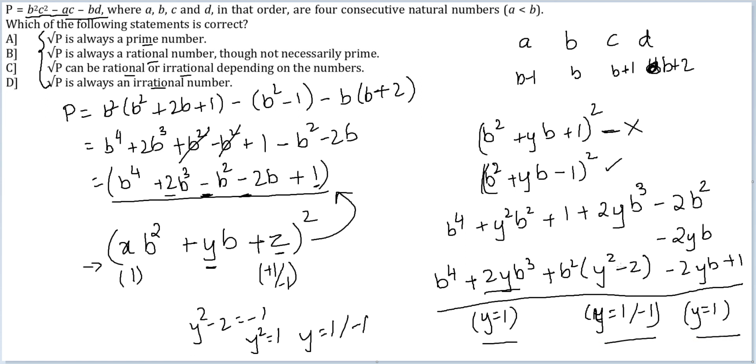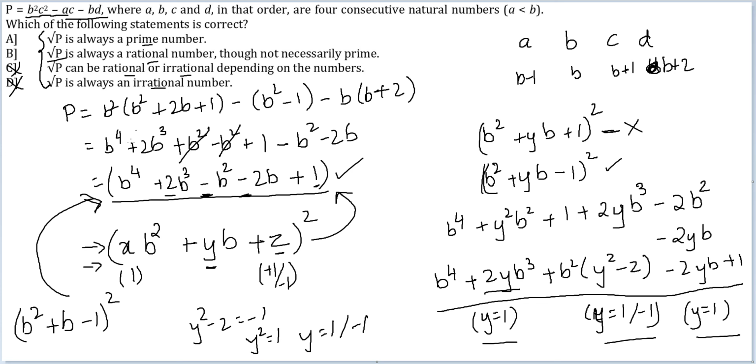Is 1 only. Therefore, this expression, in terms of b, should be b square plus b minus 1 whole square, which gives me this result. Which means, given that this is the square root of this expression in terms of b, can I claim with confidence that under root p is always a rational number? So option C and option D get ruled out.